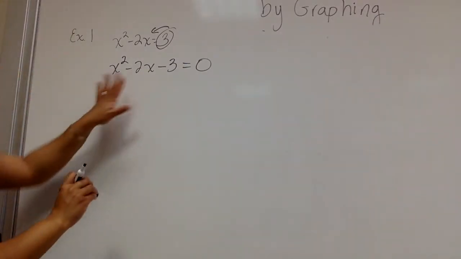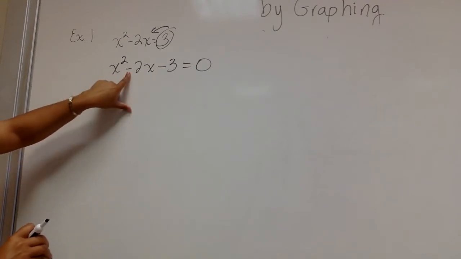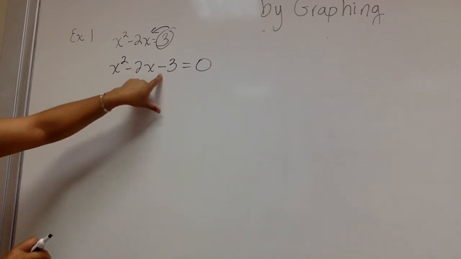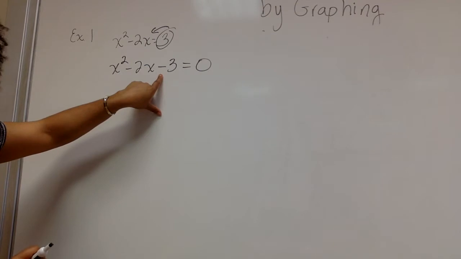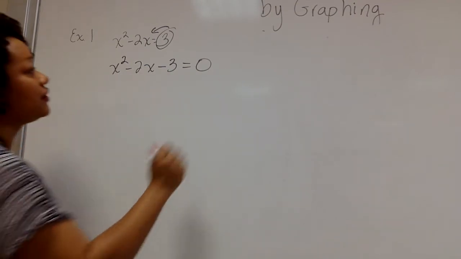Okay? So let's look at what we have. My A is 1 because it's invisible. My B is negative 2 and my C is negative 3. Okay, you see that? So I'm going to start off with my axis of symmetry.